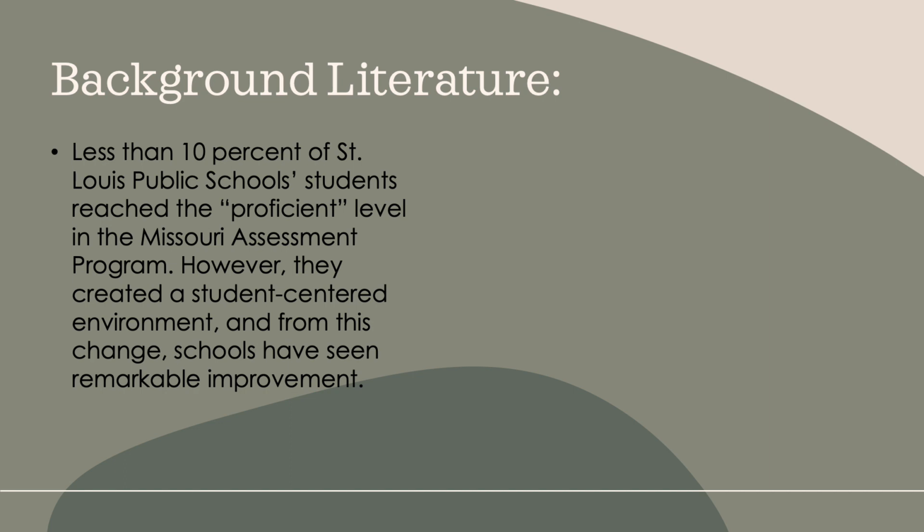Background literature. Literacy and math are two key concepts for elementary school students. It is found that there is a lack of participation during literacy. For example, less than 10% of St. Louis public schools students reached the proficient level in the Missouri Assessment Program. However, they created a student-centered environment, also known as a student-led classroom, and from this change, schools have seen remarkable improvement.